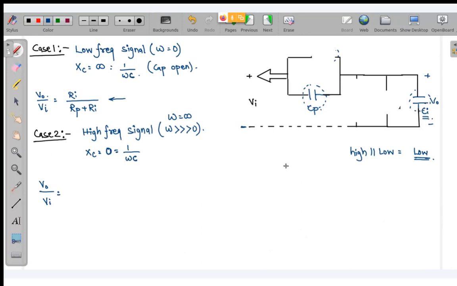So V naught by Vi at this moment will be Cp by Ci plus Cp. This is the attenuation factor at low frequency, and this is the attenuation factor at high frequency. Now tell me one thing, do you have a circuit which gives different attenuation at different frequency?